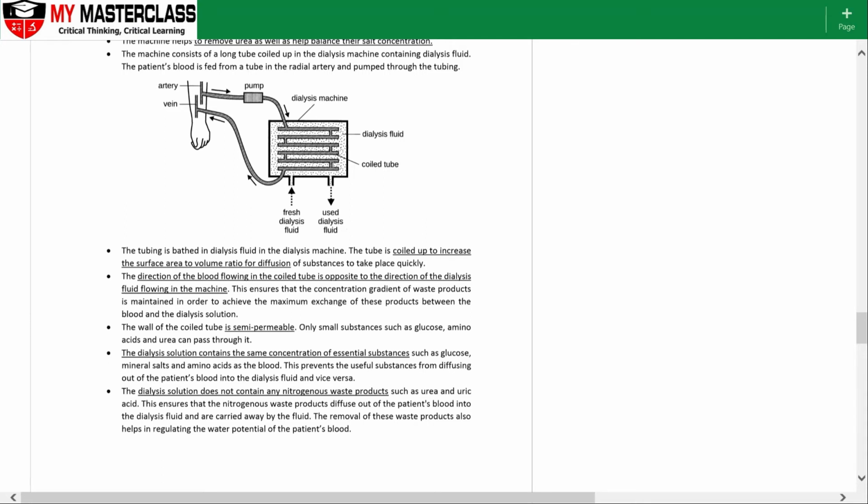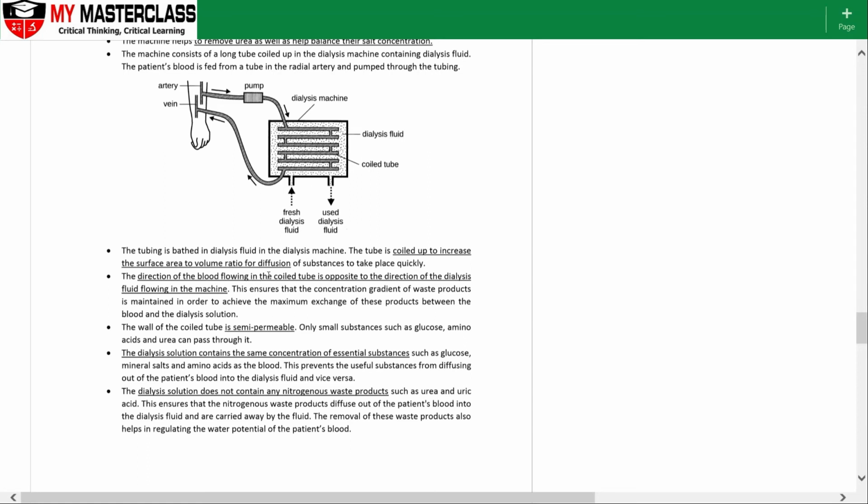That will ensure that at any point in time, there is a maximum concentration gradient difference of the waste products. So if let's say there are only 5 units or 4 or even 1 unit of urea remaining in the patient's blood plasma, there will still be a maximum concentration gradient difference because this fresh dialysis fluid has 0 waste products inside. That will ensure that it takes the maximum amount of all the waste products away from the blood plasma.